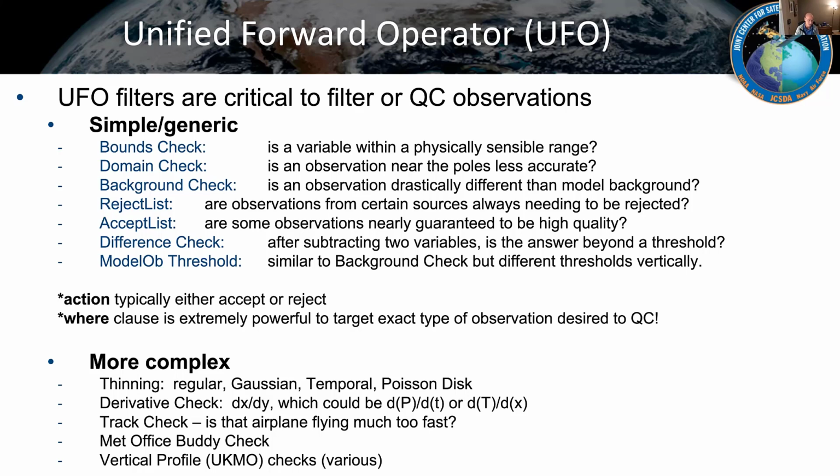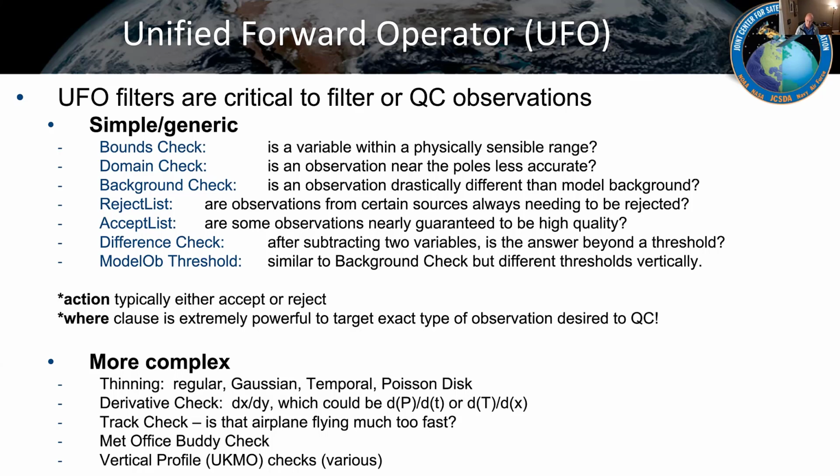And you can say where clauses that include multiple variables. So you can, and they're all anded together, binary or logical and. So where temperature is greater than 300 and where humidity is less than 10%, something like that example. Some more complex filters include thinning filters. There's a regular thinning filter, Gaussian, temporal thinning, and Poisson disk filtering or thinning. These are all, I think, contributed by the Met Office, if I recall correctly.